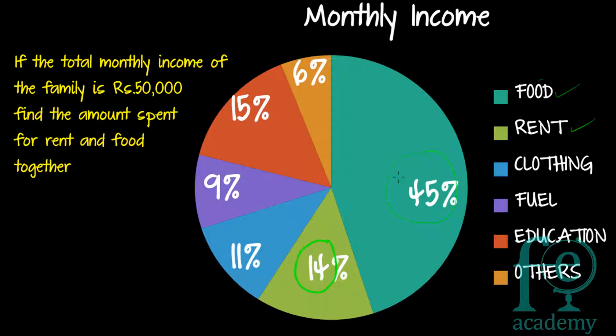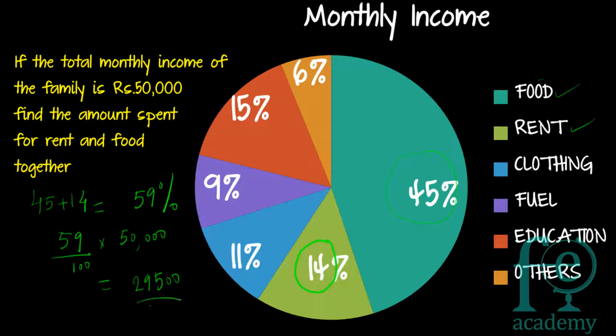So what is the given question? How much amount is spent for rent and food together? So together how much percentage is spent? It will be 45 plus 14, which will be giving you 59. So 59% of the monthly income is spent on rent and food together. So 59% of 50,000 will be your answer. So what is 59% of 50,000? Which will be giving you 29,500. So 29,500 rupees is spent for rent and food together.